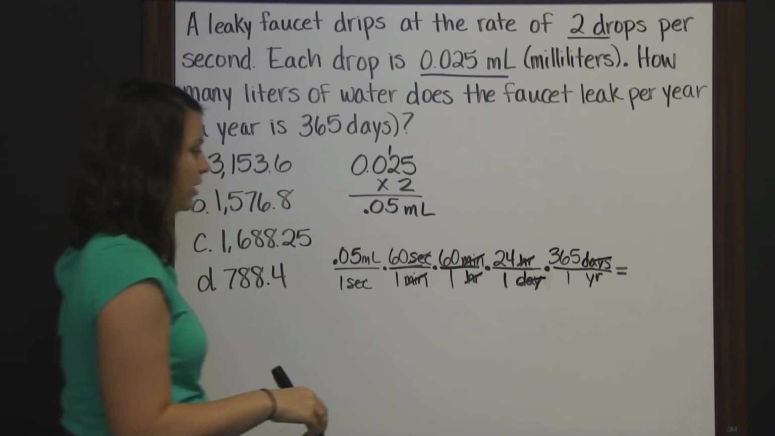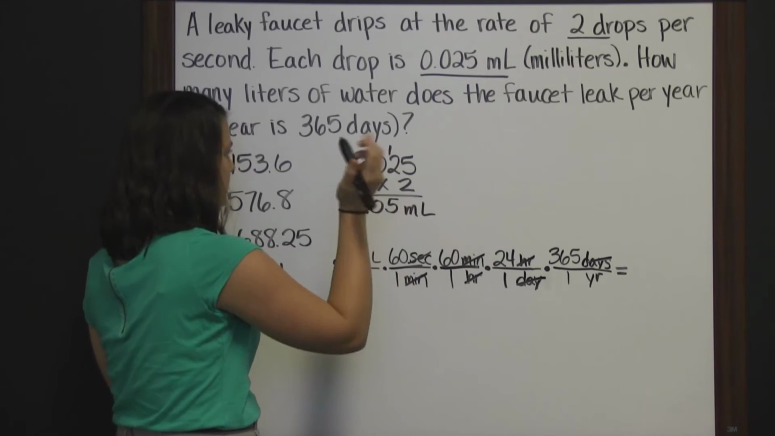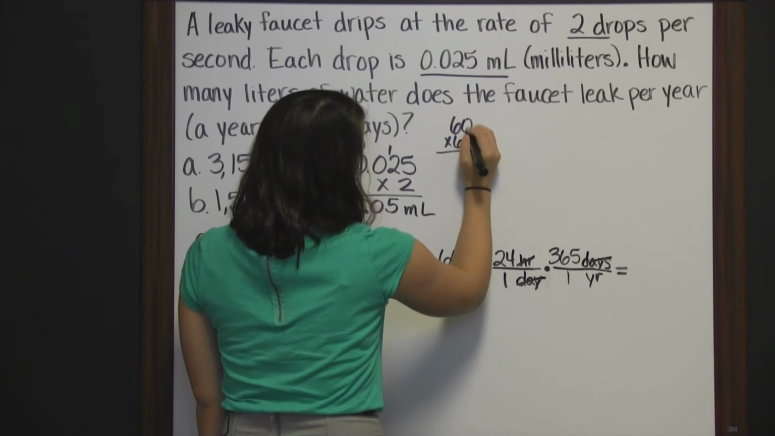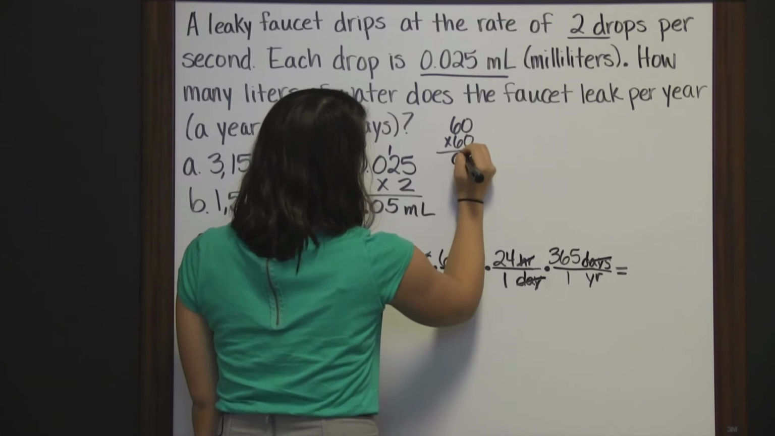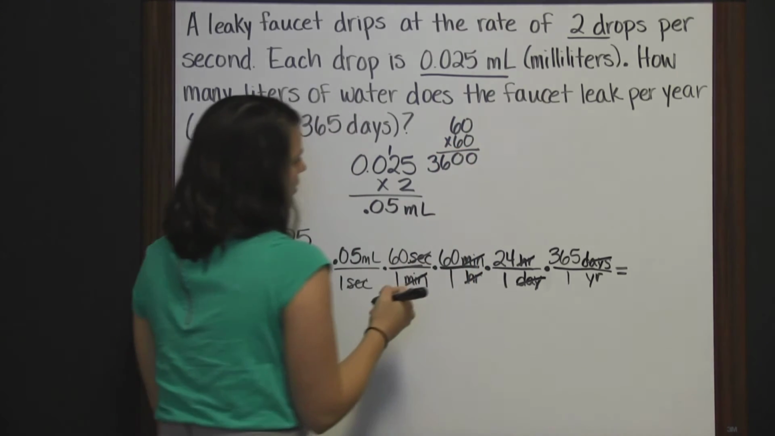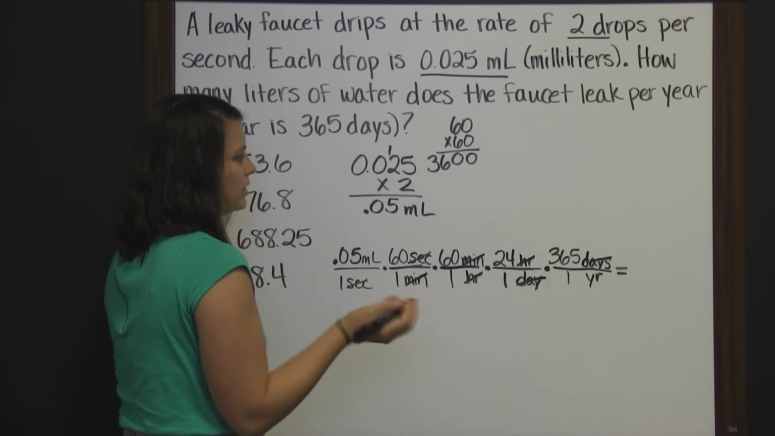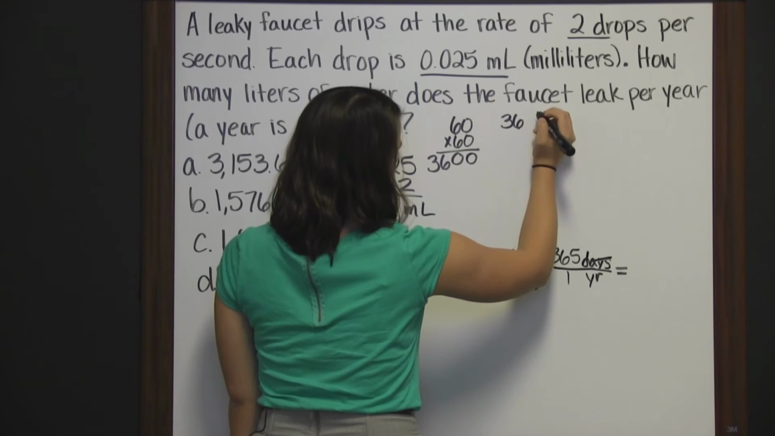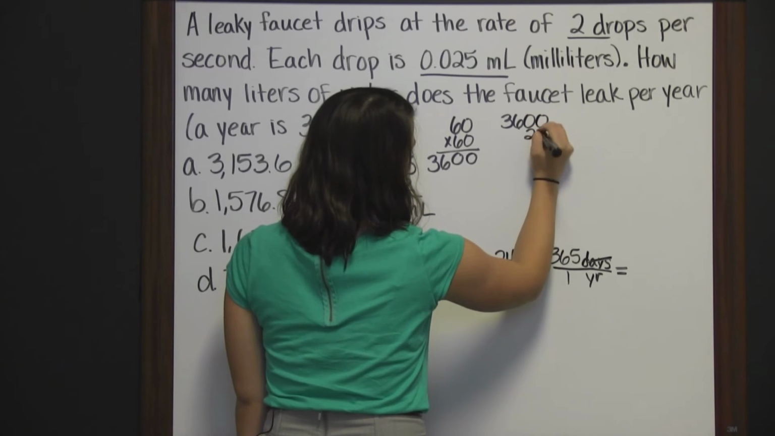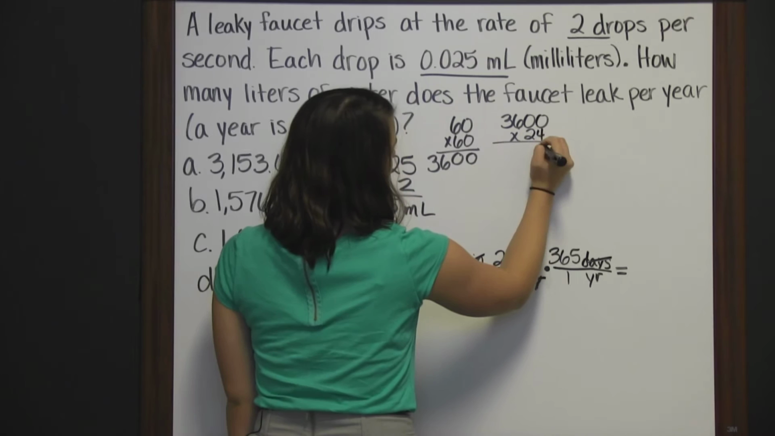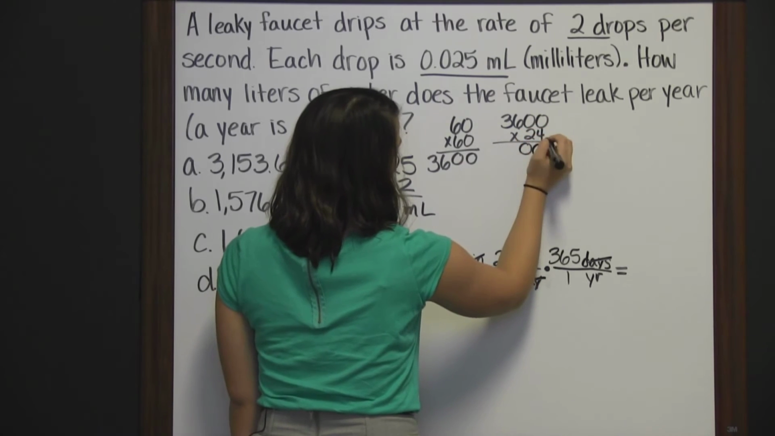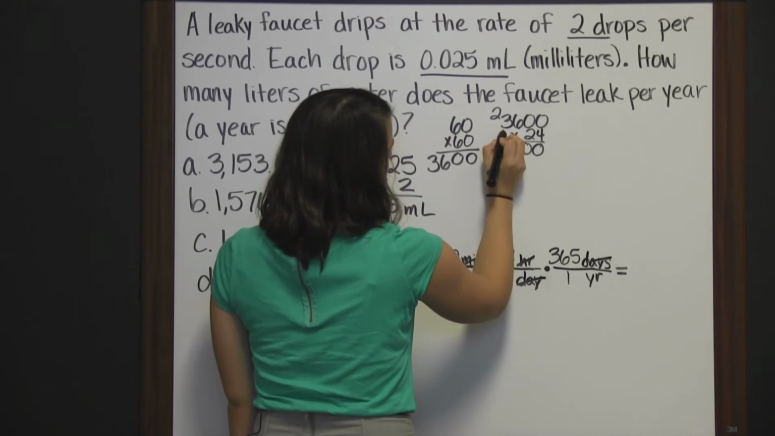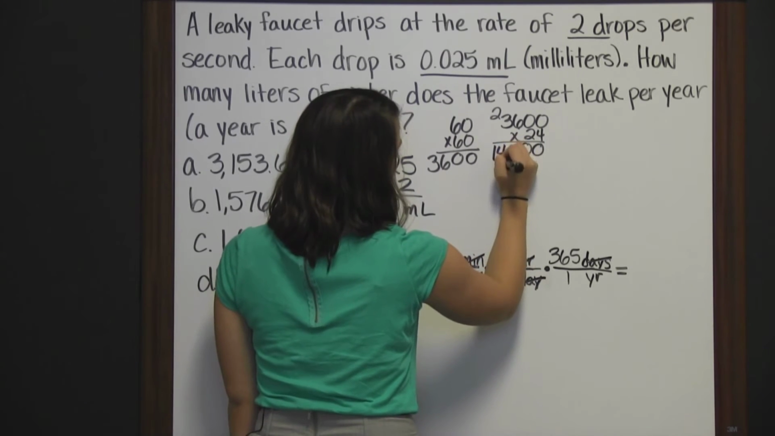So we can start anywhere. Say we could multiply 60 times 60 first. So 60 times 60, 0, 6 times 0 is 0, 6 times 6 is 36, so 3,600, and then maybe multiply that times 24. 3,600 times 24. 4 times 0 is 0, 4 times 0 is 0, 4 times 6 is 24, carry the 2, 4 times 3 is 12, 13, 14.